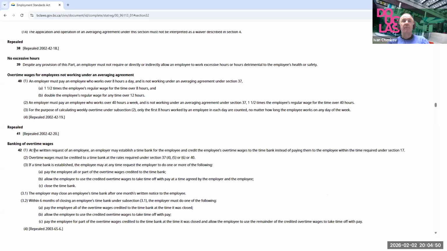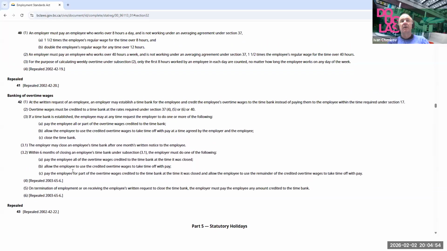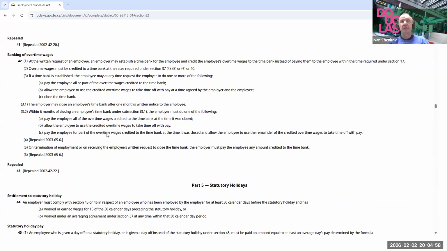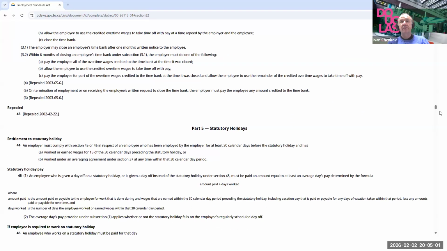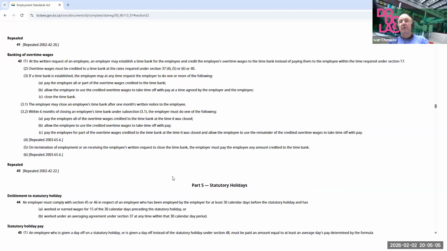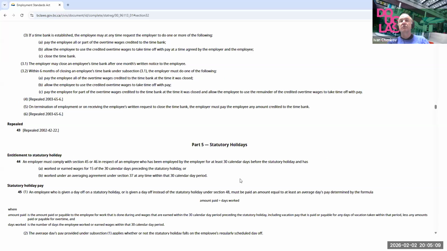And then you have banking of overtime wages, how this is going to work, and all this related to overtime. If you are interested, familiarize yourself. If you're working in BC, you should know how this applies. And then you have the statutory holidays. So here, the statutory holiday pay: an employee who is given a day off on the statutory holiday, or given a day off instead of the statutory holiday under section 48, must be paid an amount equal to at least an average day's pay determined by the formula: amount paid divided by days worked.